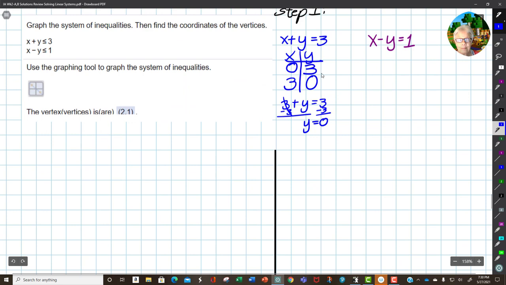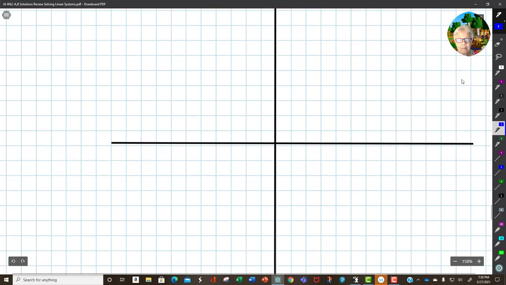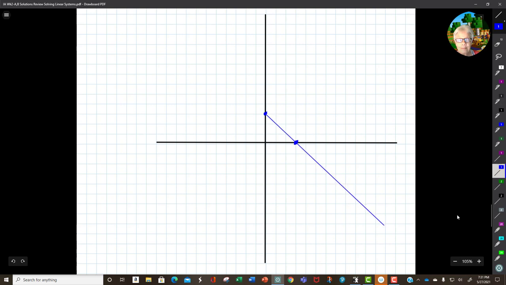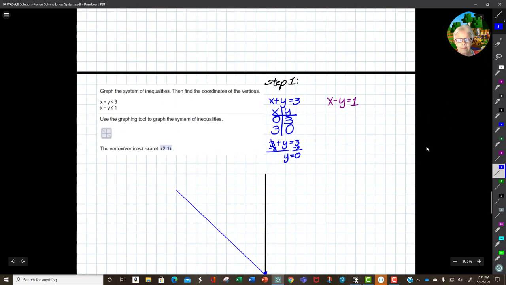So 0, 3, and 3, 0. Here's 0, 3. And here is 1, 2, 3, 0. And draw a line. Connect them up. Well, yeah, we're going to have to settle for almost perfect. Okay. I'm fighting the urge to redo it.